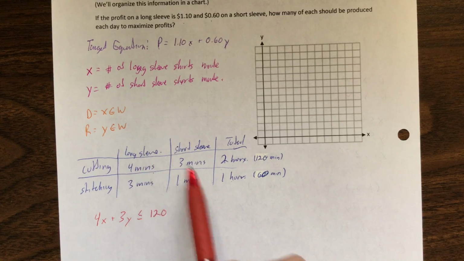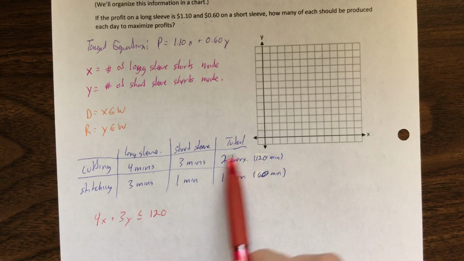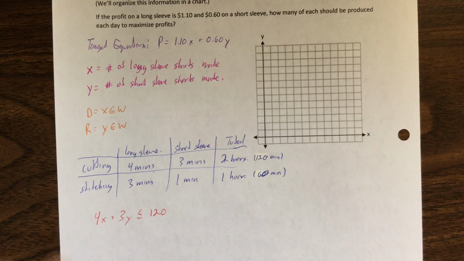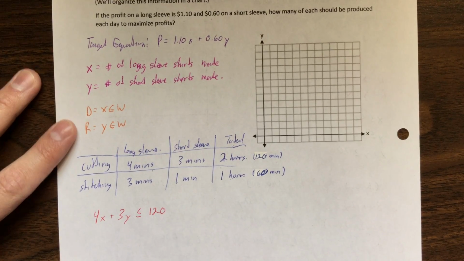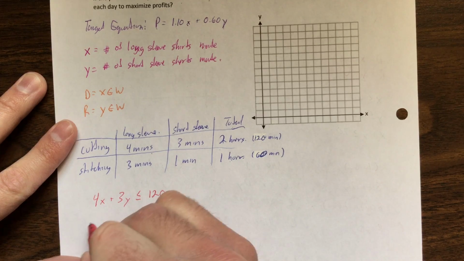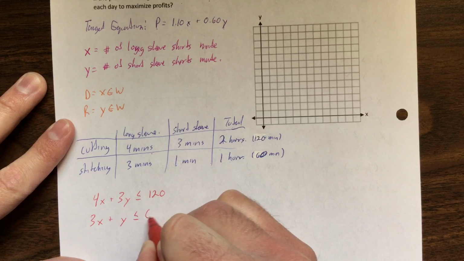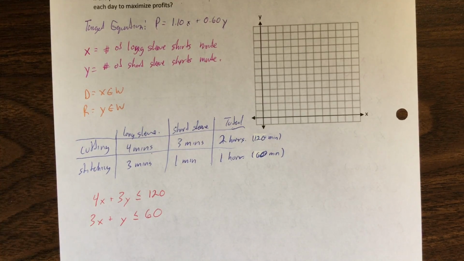4 times how many long sleeves and 3 times how many short sleeves is going to give us a total number of minutes used, and that has to be less than or equal to 120. So that's going to be one of our inequalities. The second one is on the stitching, and so that's going to be 3x plus y has to be less than or equal to 60.